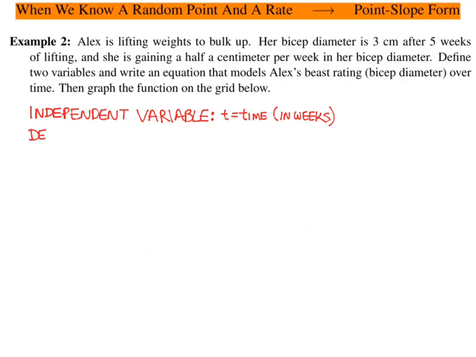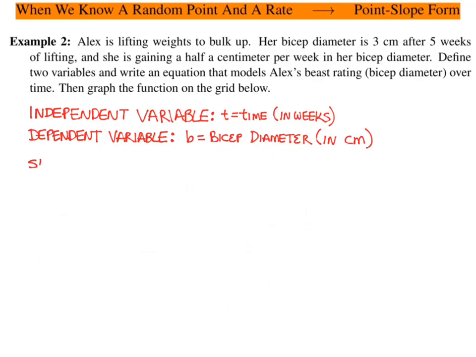All right, we've got the dependent variable. That's, again, what you should think of as the y variable. So here, what's going on? Oh, yeah, she's bulking up. Her bicep is getting stronger, getting bigger. So I'm going to call it b for bicep diameter. You can call it whatever you want. Make your favorite other symbol if necessary. This, though, is measured in centimeters, so please make sure to actually include those units.